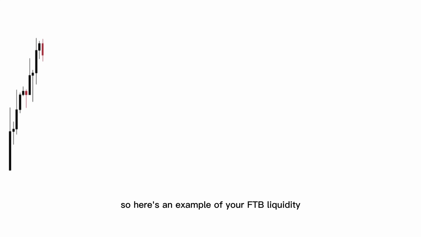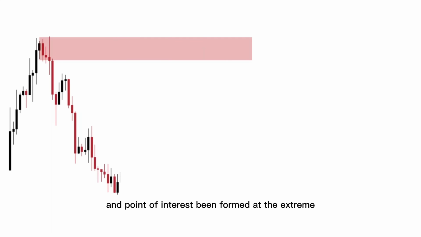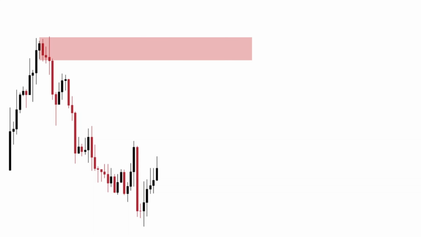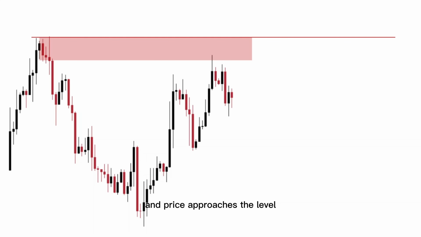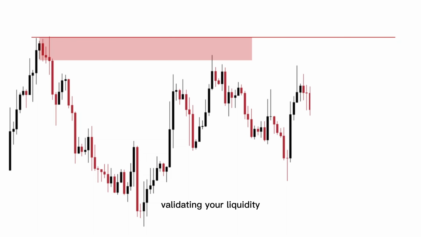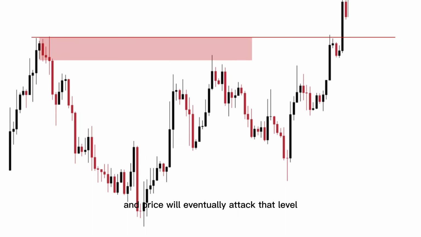So here's an example of your FTB liquidity. Point of interest been formed at the extreme. And price approaches the level, showing a significant reaction validating your liquidity. And price will eventually attack that level.